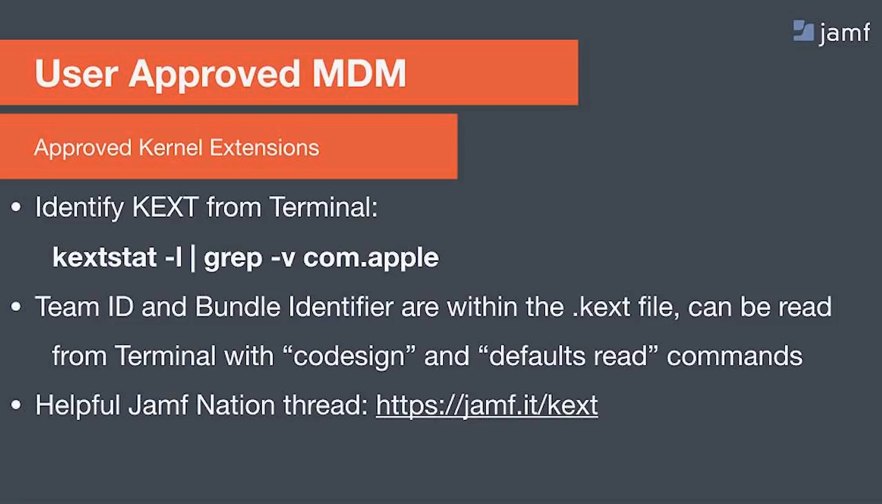To build that configuration profile, you would need to know the team ID and bundle identifier, which are within that file itself, but they can be read via terminal with two different commands. I posted a Jamf Nation link here to a really great thread to help you identify any .kext files that you might be using, and also gives you the team ID and bundle identifier so you can easily make that whitelist for your configuration profile.